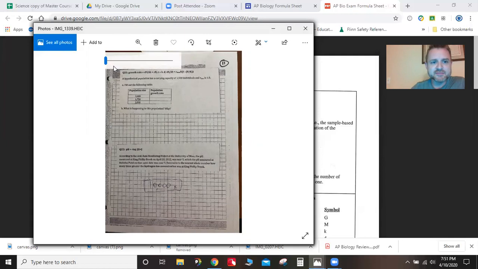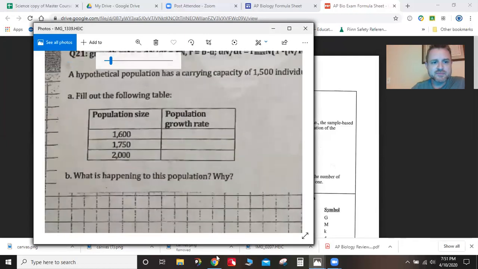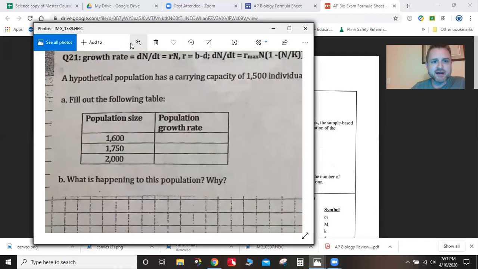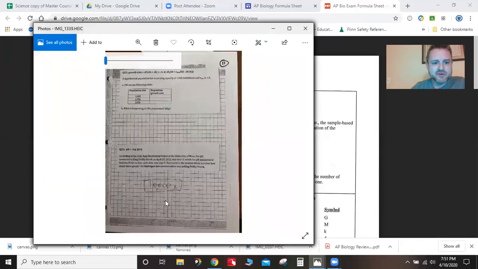Question 21 is an ecology question, which we didn't do.